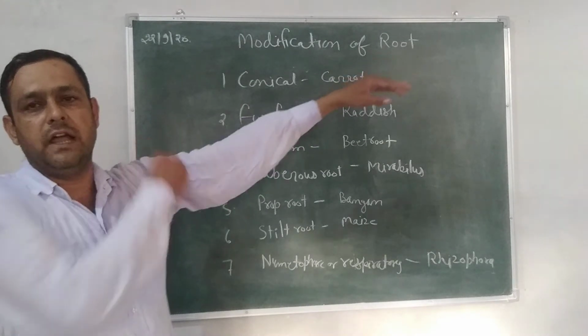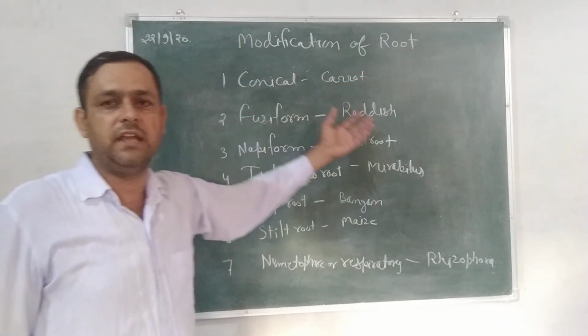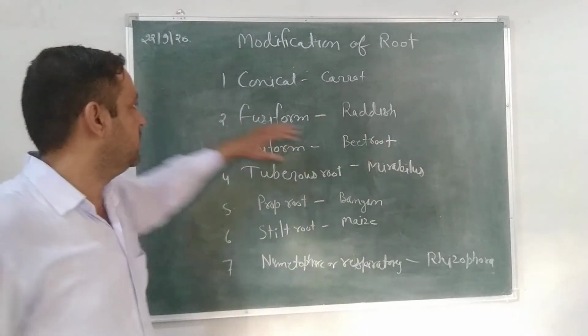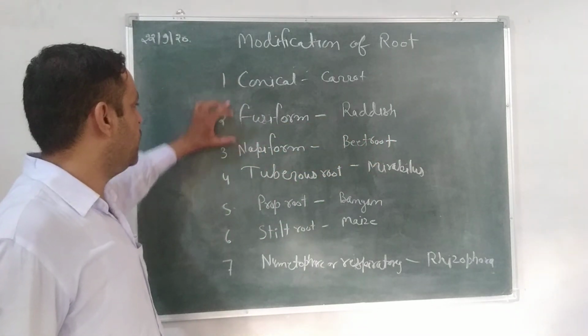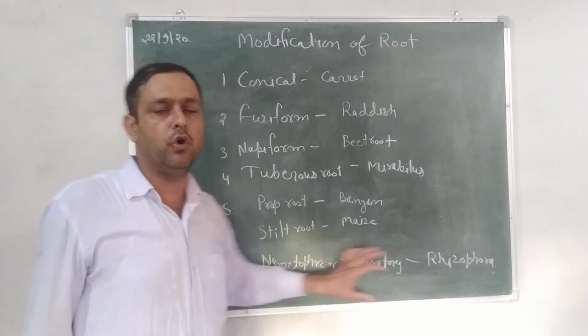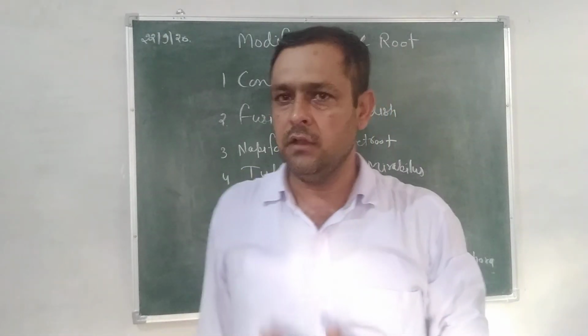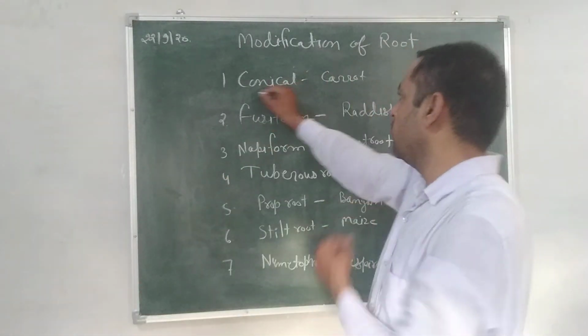First of all, conical. You have to learn these modifications with the help of examples. If you see the examples, you can understand easily. Conical, fusiform, napiform, tuberous, prop, stilt, and pneumatophore. These are the modifications included in our syllabus. So first of all, conical.